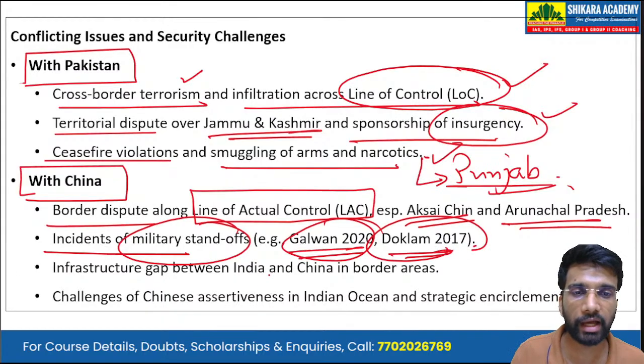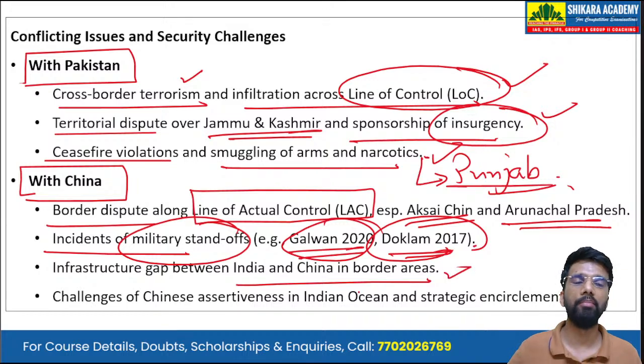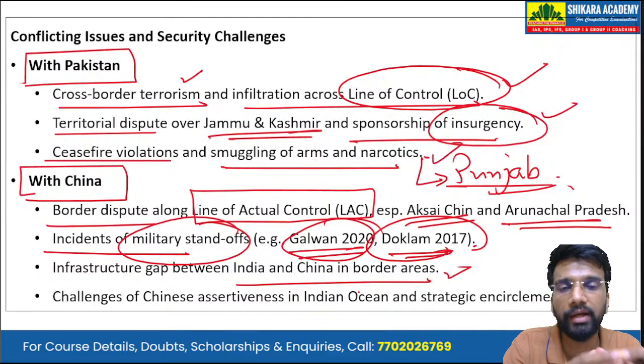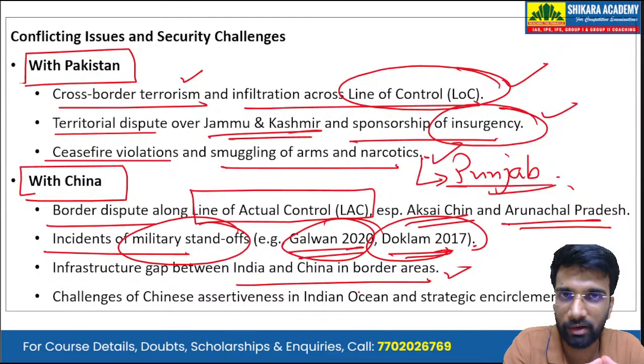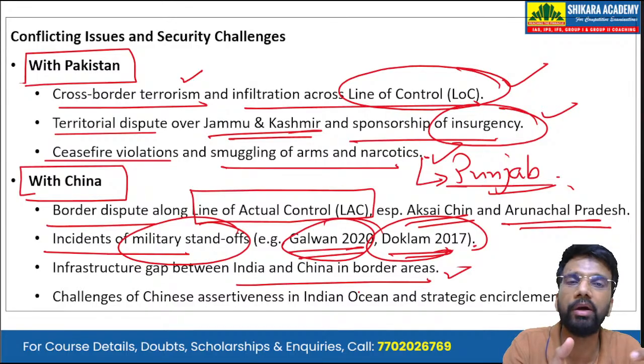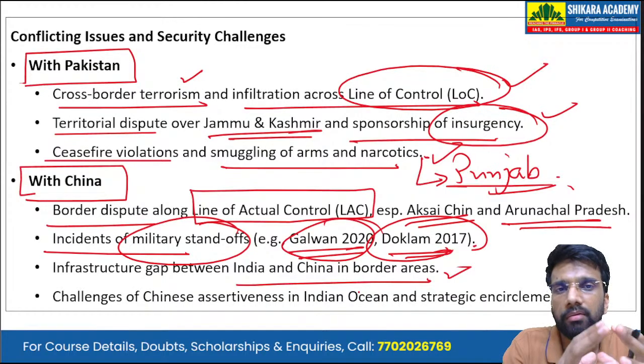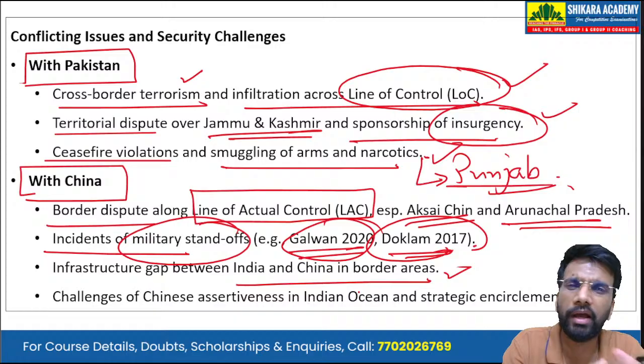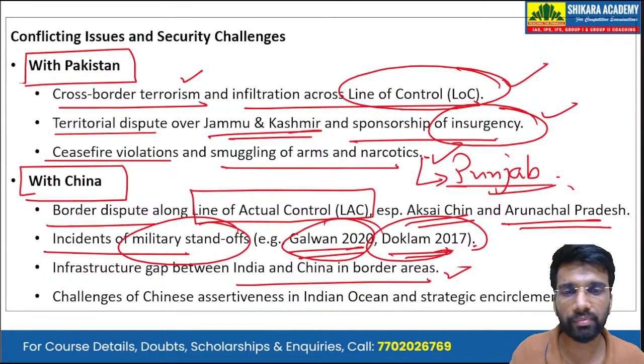Third is the infrastructure gap between India and China in border areas. So the Chinese have developed a very robust infrastructure on their border, and India is still lagging behind. Okay, we are focusing on developing our infrastructure in the border areas, but we still are lagging behind the Chinese.